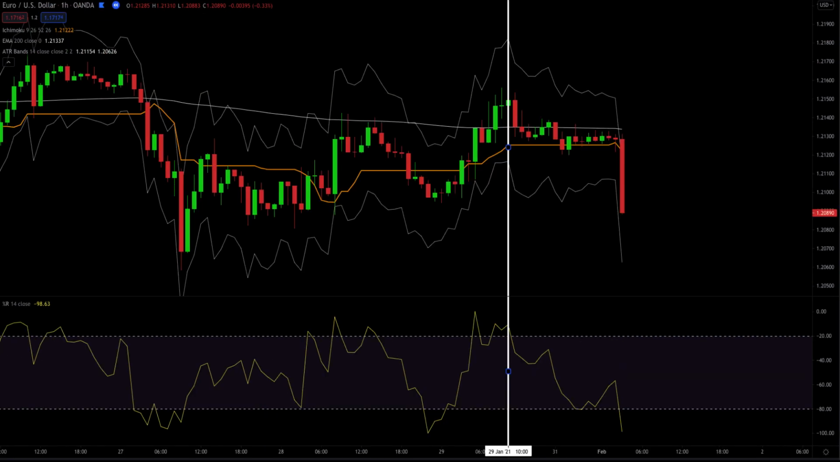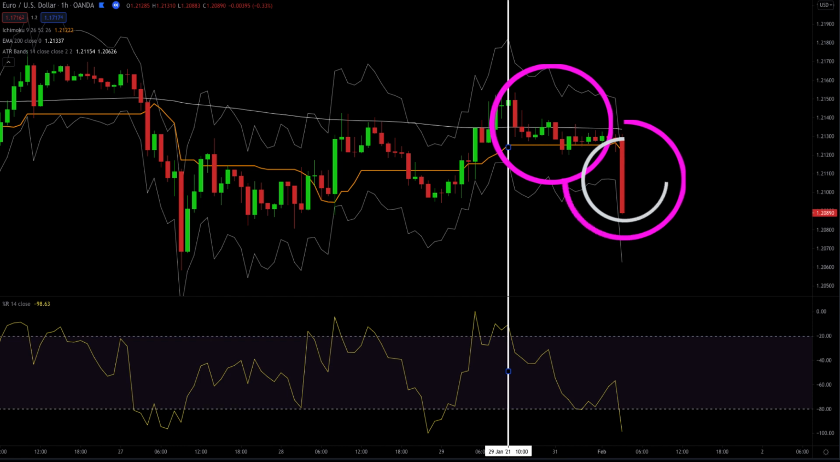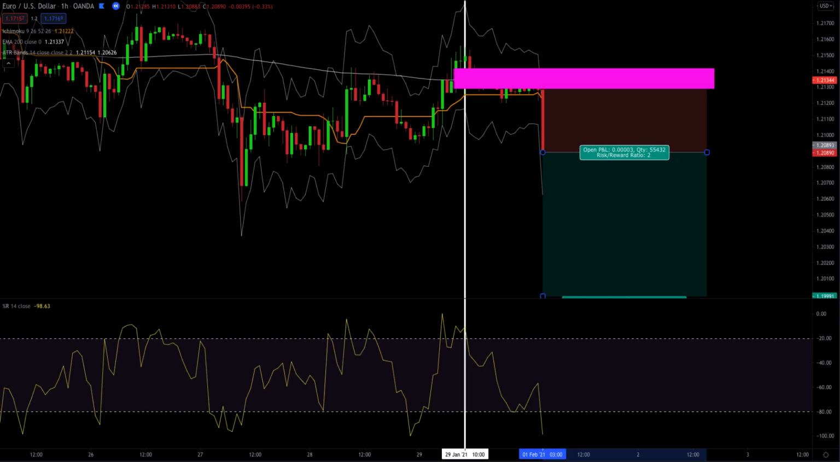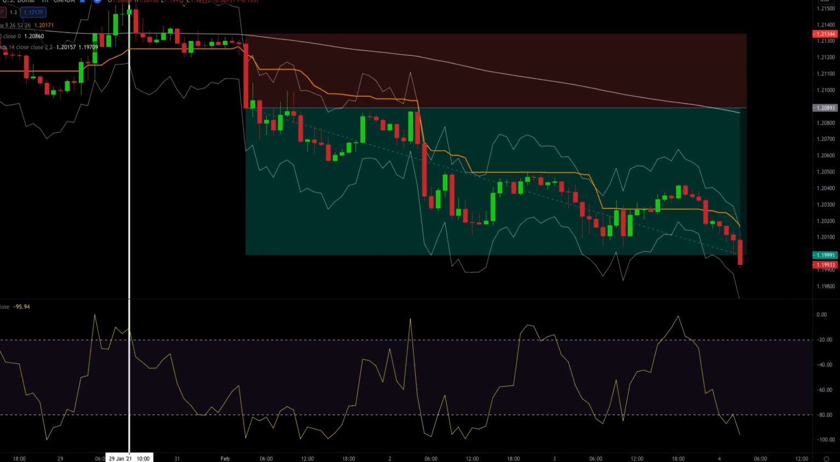I'm going to show you one more short example. We have price below the 200 EMA. We have a close above and then a close below the Kijun-sen, and the Williams oscillator is in the oversold territory. The stop is placed at the upper ATR band and we target 2 to 1. And this one hits 2 to 1.